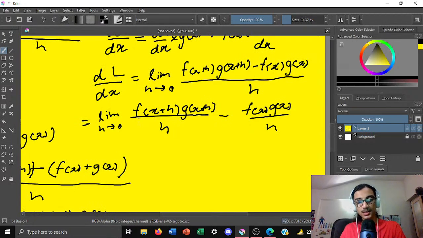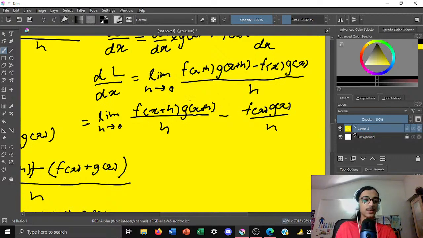Well, let's look at this. Let's focus our attention on this fraction first and see what we can do with it. So we've got f of x plus h, and we've got g of x plus h. Now, let's say I want to make this f of x's derivative. I want to somehow get f of x's derivative in here. So first things first, this g of x needs to go out.